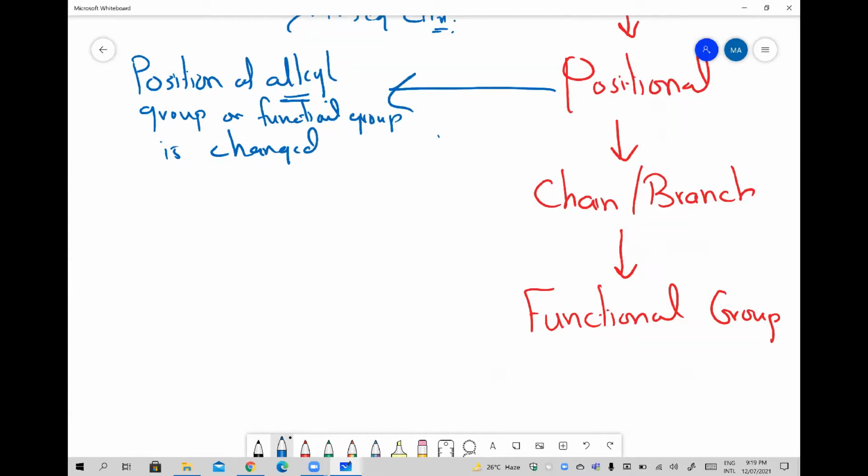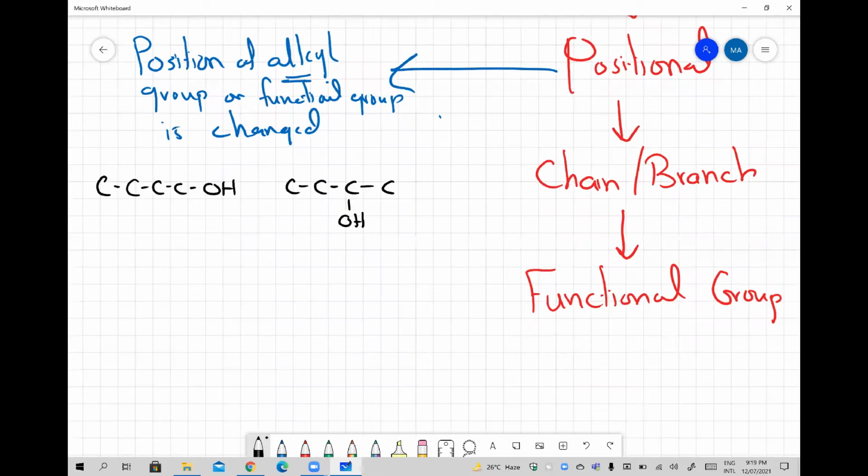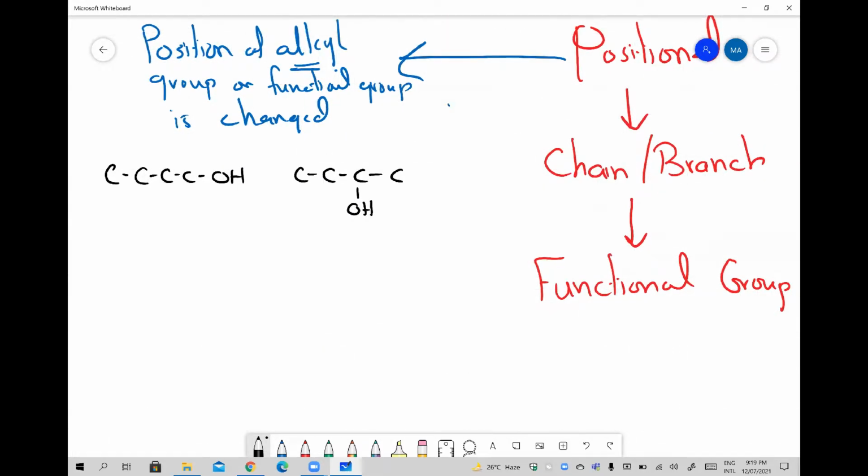So let's look at an example here. For example, if you have these 4 carbons and OH at the end. This is similar to what we were trying to do earlier. If you break this and you change the position, if you change the carbon here and you place OH on another carbon, this is a positional isomer, because the OH group is attached to different alkyl chains, different carbons here. So we are technically changing the position of a functional group.